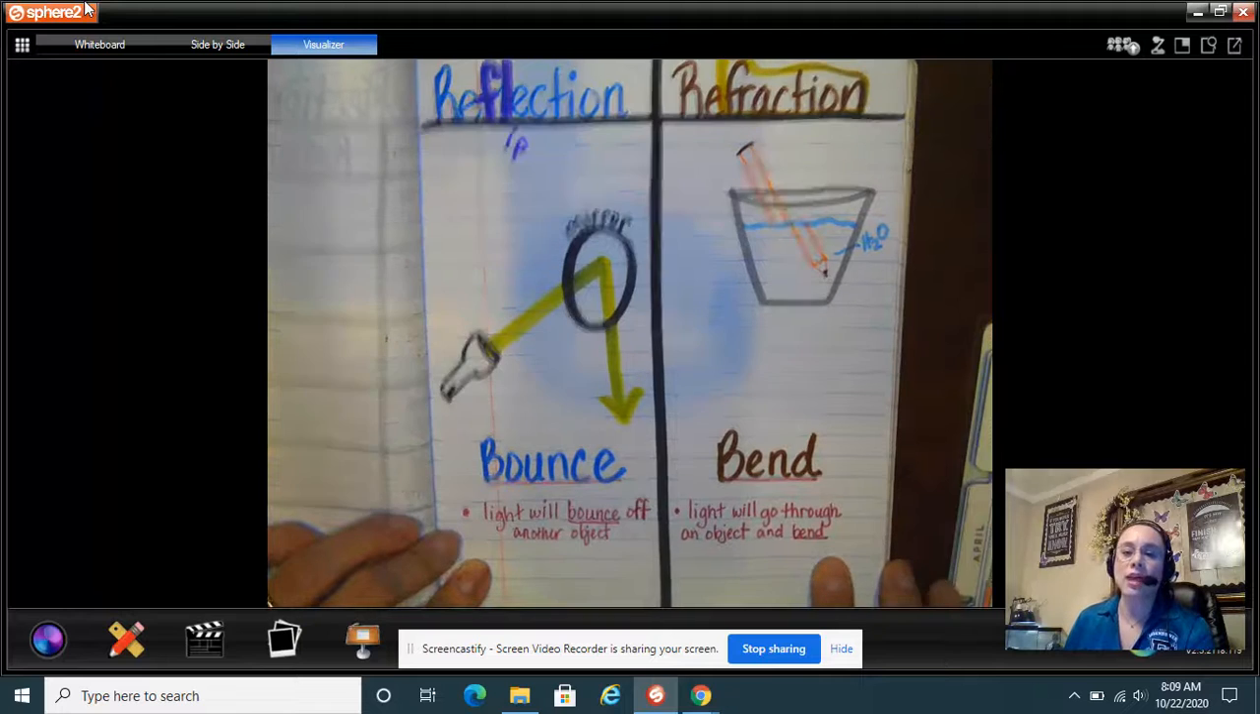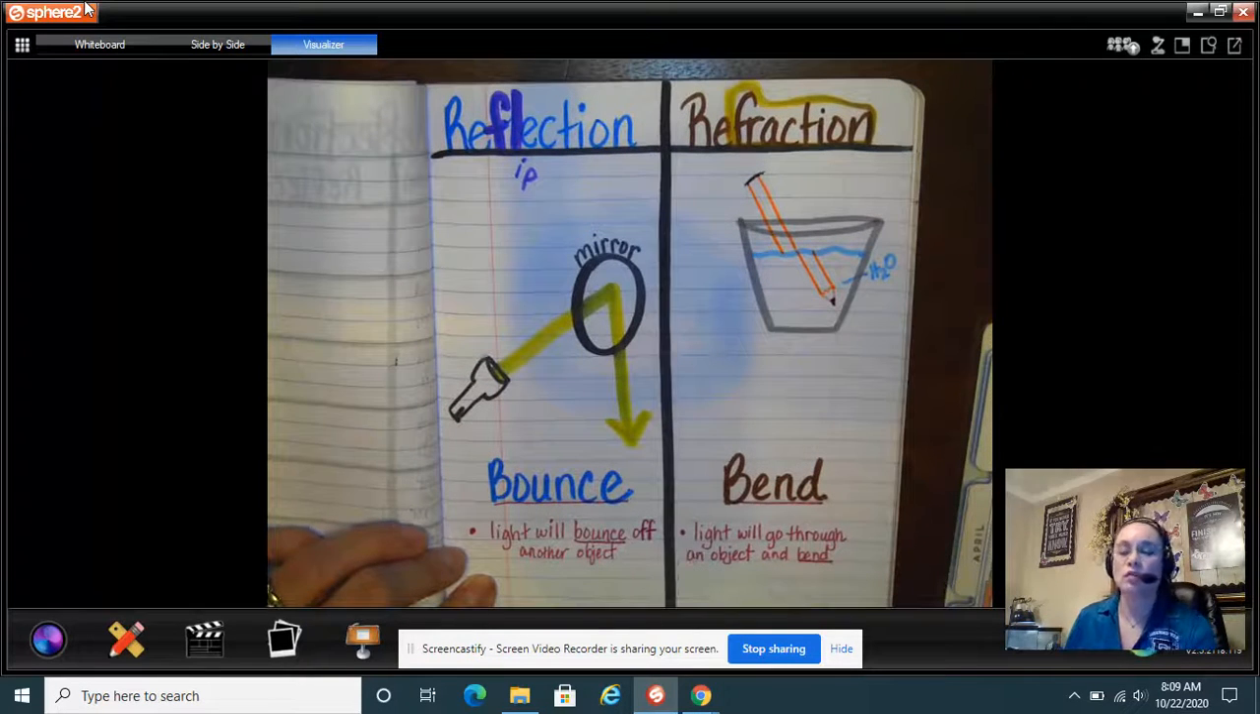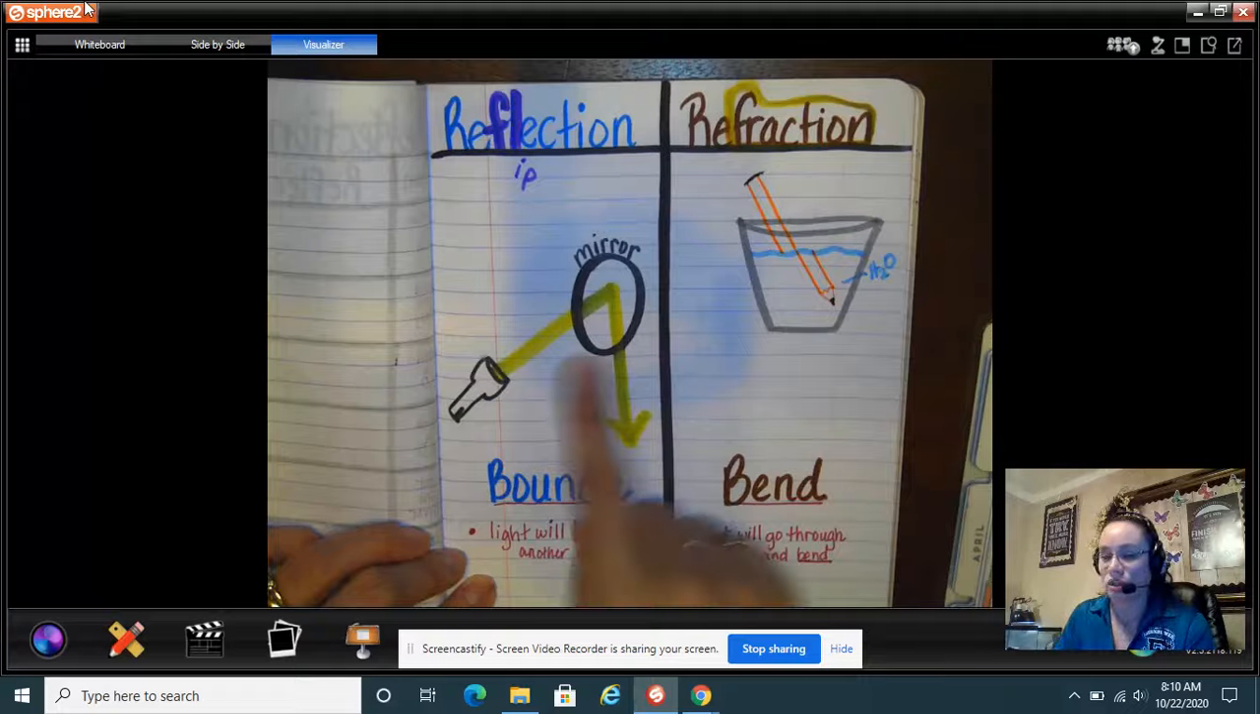So if you use this handy little resource page, you can figure out your hypothesis for the lab experiment on Thursday and then actually test reflection and refraction.